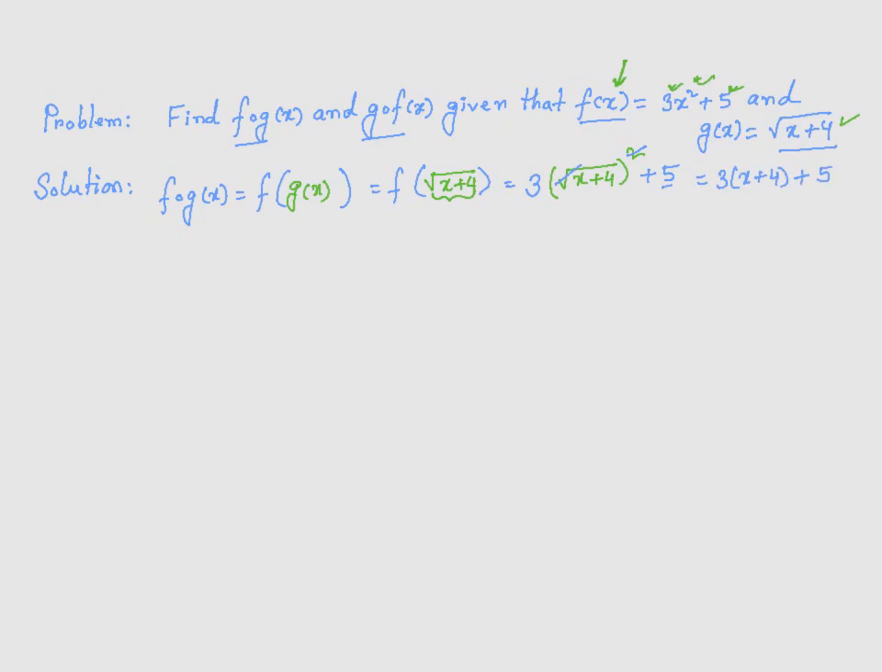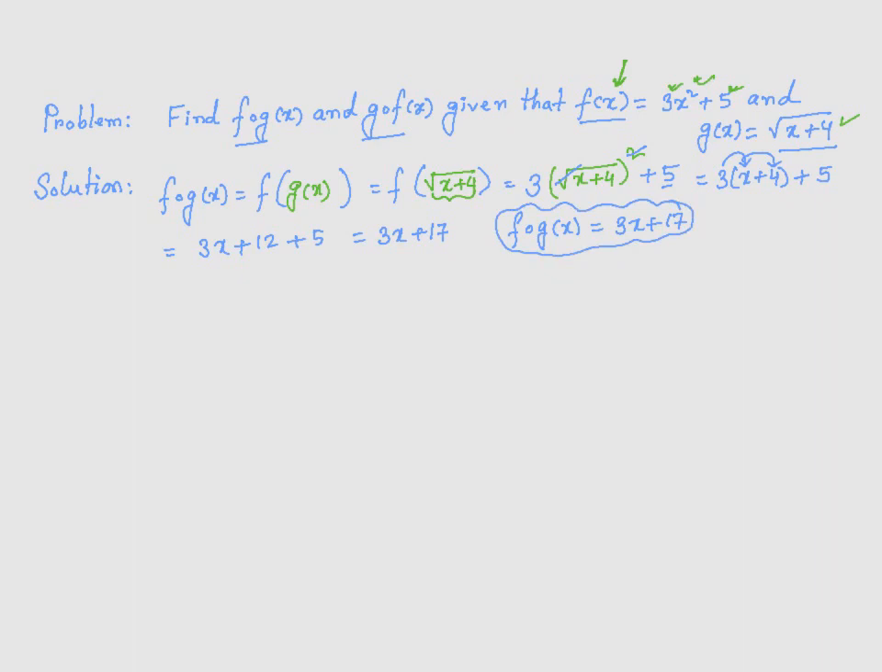So if you simplify it further, 3 times x is 3x and 3 times 4 is 12, then plus 5, which is going to give you 3x plus 17. So f composed with g of x is going to be 3x plus 17. That's one answer.